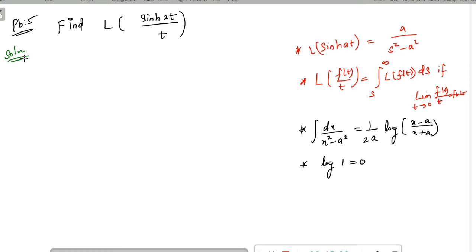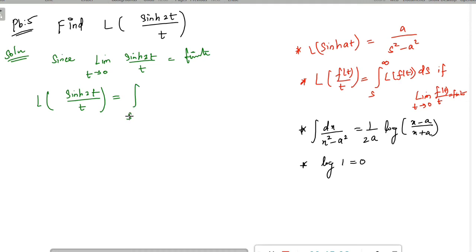Solution. Since the limit as t tends to 0 of sinh 2t divided by t has a finite limit, you get 1. So now I am going to apply that property. L of sinh 2t divided by t equals, instead of 1 by t, I put integration from s to infinity of L of sinh 2t, it is a hyperbolic function, ds.